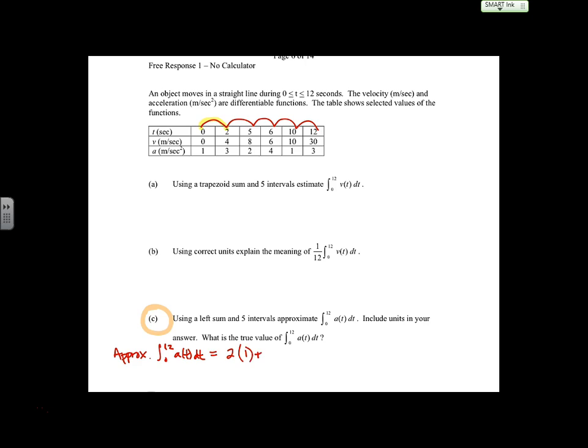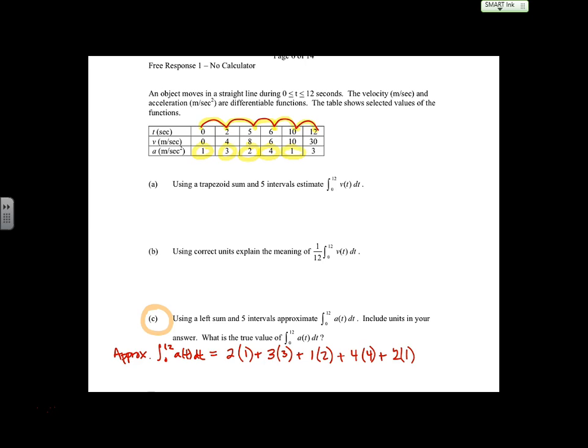2 times 1. Plus, so we did our jump from 0 to 2, and we chose 1. Our next jump is 2 to 5, and we're going to use 3, right? So from 2 to 5, that should be a distance of 3. We're using the one on the left, which is 3. From 5 to 6, distance of 1, we're using the one on the left, which is 2. We keep going, 4 and 4, and then 2 and 1. Let me check it. 6 to 10 is 4, and we're using the one on the left, which is 4. 10 to 12 is 2, and the one on the left is 1.